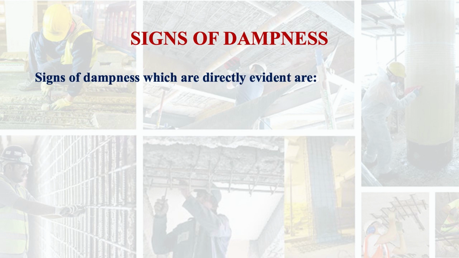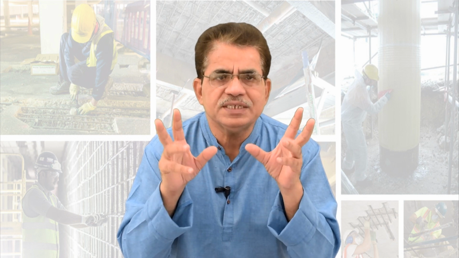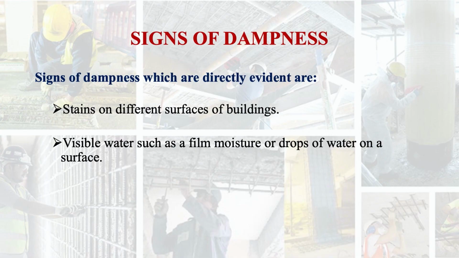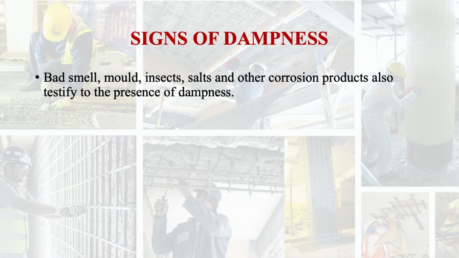Signs of dampness which are directly evident are, number one, stains on different surfaces of the building. If dampness is there, you may see stains. Second one is visible water, such as a film of moisture or drops of water on the surface. Also, dampness can be identified by bad smell, formation of mold, insects, salts, and other corrosion products, which also testify to the presence of dampness.